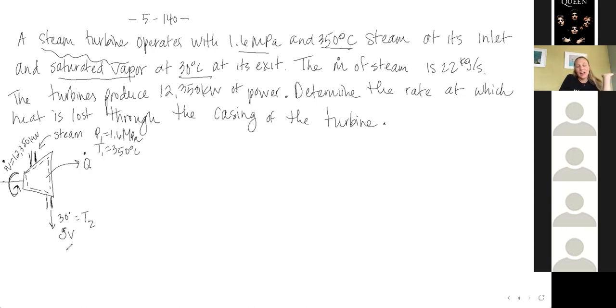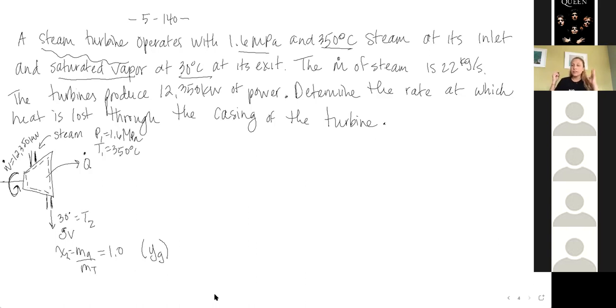Okay, so remember our quality is going to be our mass of vapor over our mass total. So if we have 100% saturated vapor, our quality is 1. If we have 100% saturated liquid, our quality is 0. So we know our quality at point 2 is 1, so we can be looking at our variables with the subscript of g. So we're at a saturated vapor coming out of here.